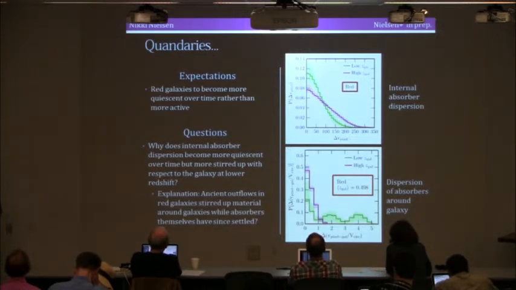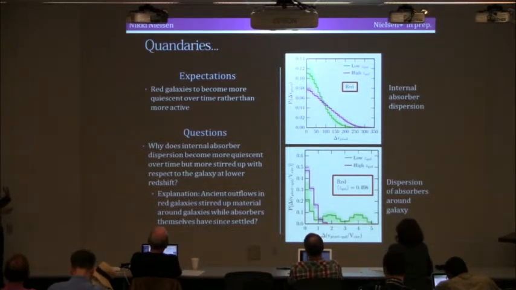Well, perhaps what we're seeing down on the bottom plot is that ancient outflows have stirred up the material with respect to the galaxy, and it hasn't settled yet. Whereas on the top plot, the actual absorbers themselves are settling down. So you have this material still going around the galaxy pretty fast, but the blobs themselves, the clouds, are pretty calm.